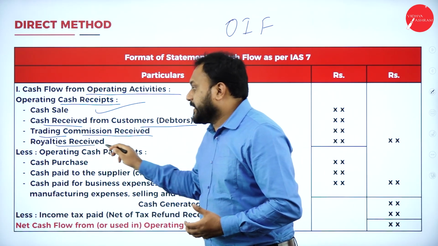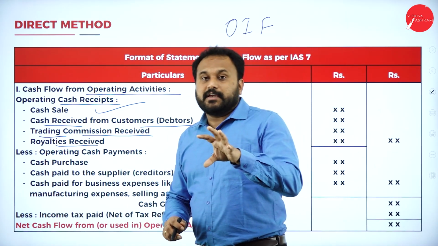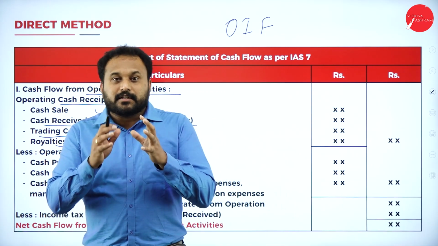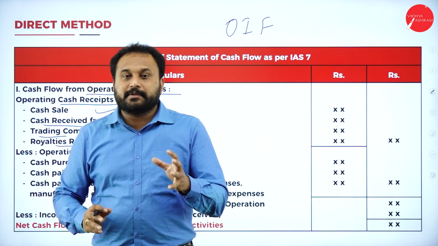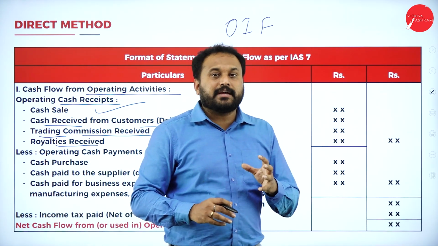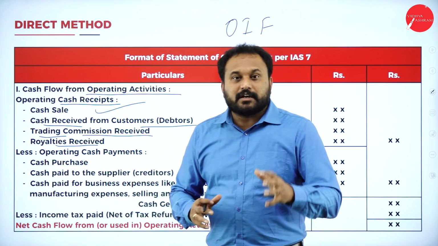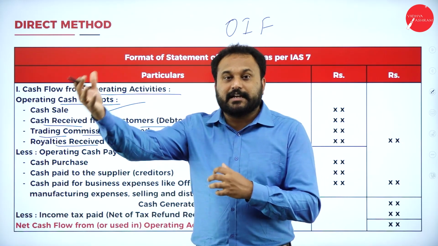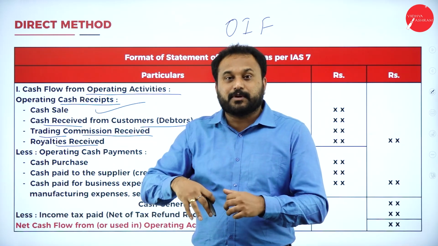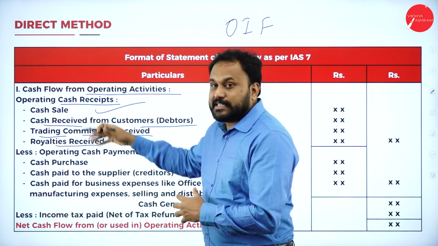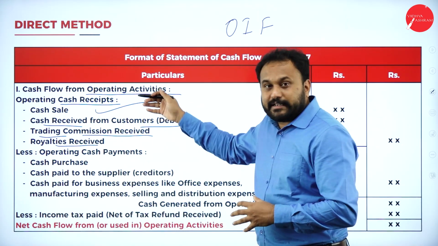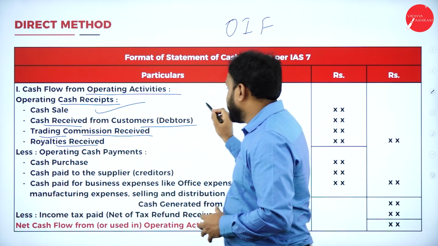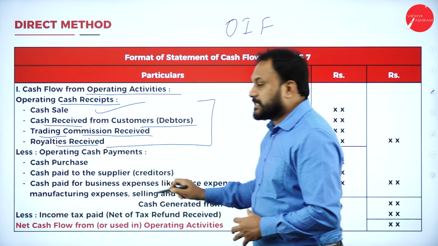Next is royalties received. Many people get confused here: sir, why is royalty given? They have used my name and they are supposed to pay me the royalty. Again, they are supposed to pay me. That means it is again on the receipt side. All of this is cash receipt. Till here, cash receipt is there.